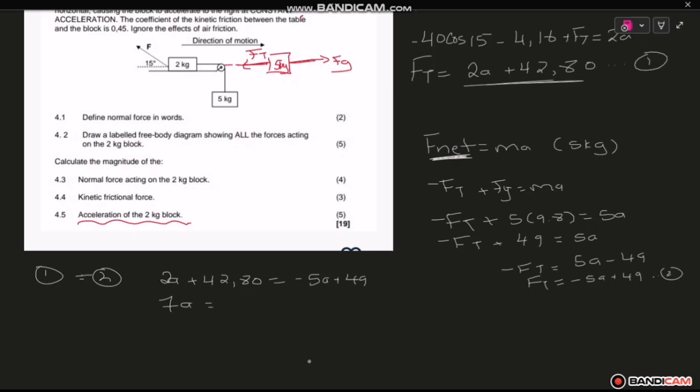Where's this calculator now? But you can continue writing it. 49 minus 42.80. Okay, I got my calculator. Let me try to use it so fast so that we finish this question. It's going to be 6.2. Therefore, divide both sides by 7. Then the acceleration of the 2 kg block, or the entire system, becomes 0.89 meters per second squared. So this is our answer. This is how you solve this question.